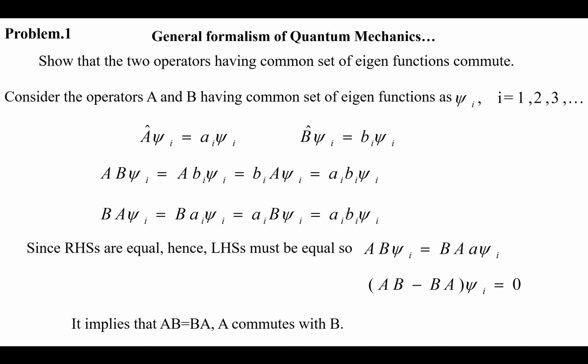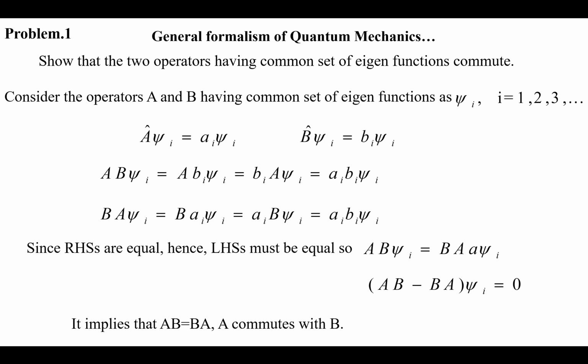So we are going to consider two operators A and B. A operating on psi i will give us the eigenvalue a_i and psi i; the left-hand side and right-hand side have the same psi i, so it's an eigen wave function. And the B operator operating on psi i will give us b_i psi i, where the eigenvalue is b_i. So these two operators have the common eigenfunction psi i, and we are going to find out whether the A and B operators commute or not.